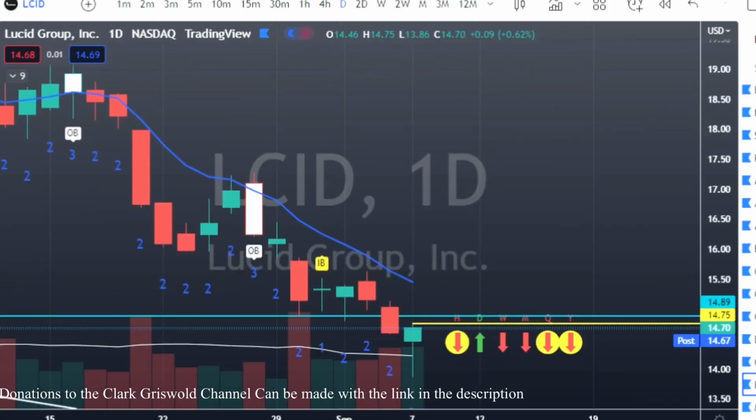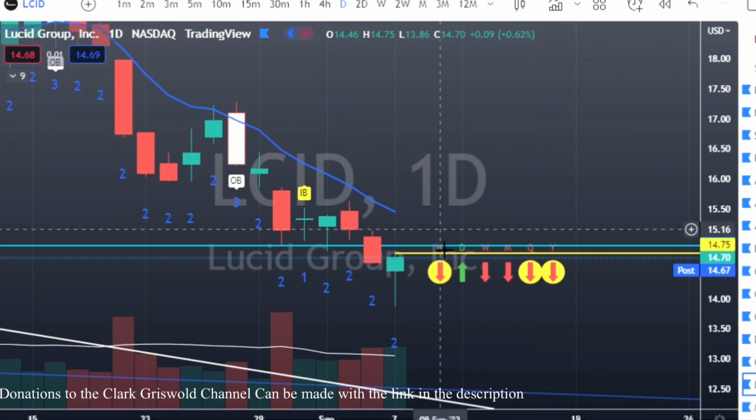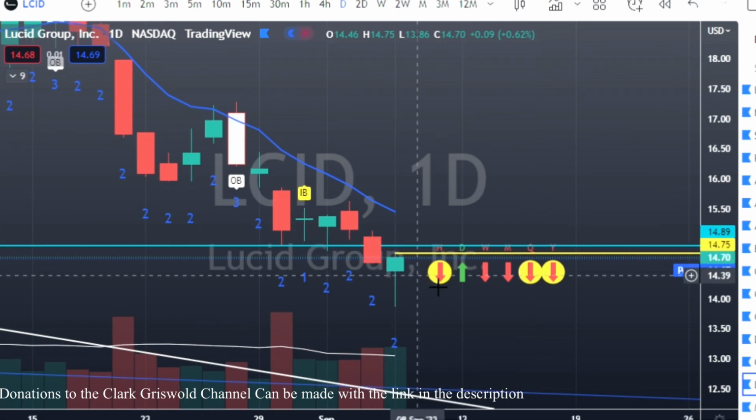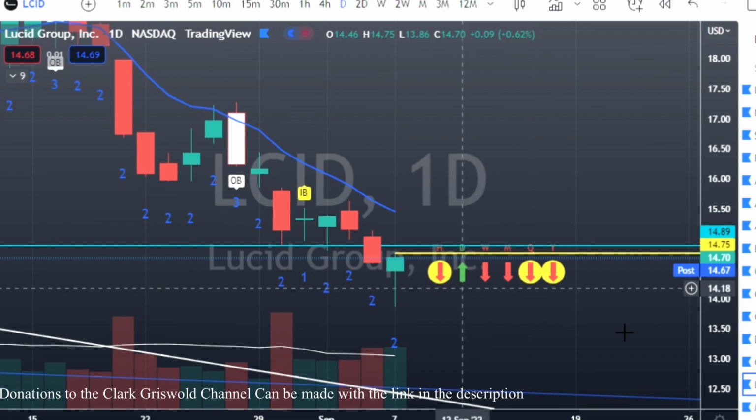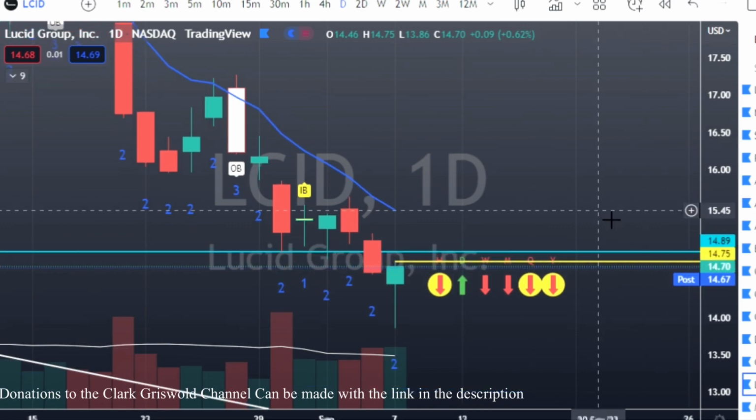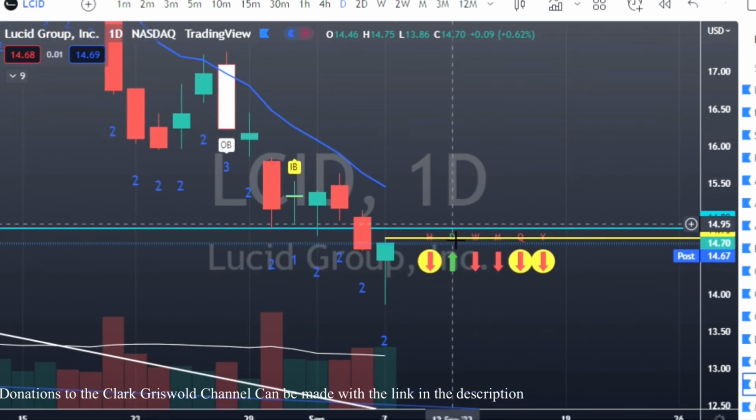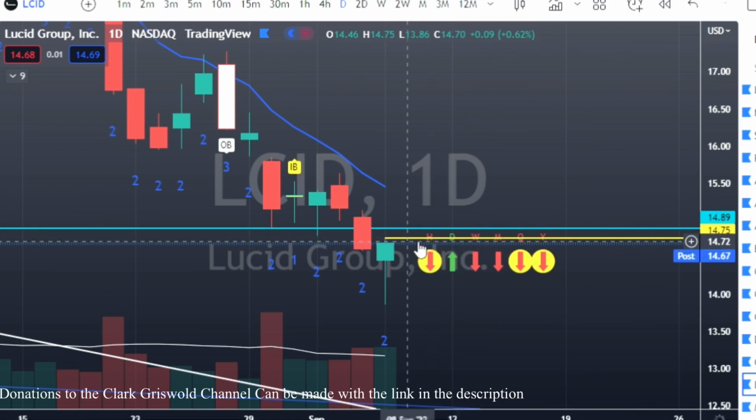Then we've got Lucid. Lucid, 2 down, finish green. Hammer candle, yes, it's a bullish pattern, but we're looking at this majority of the time frame to the downside, and that creates a problem for me. So Lucid would not be on my top 5. You can take the play if you want.